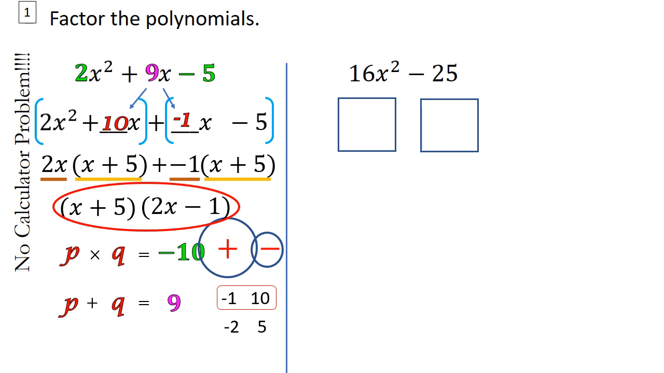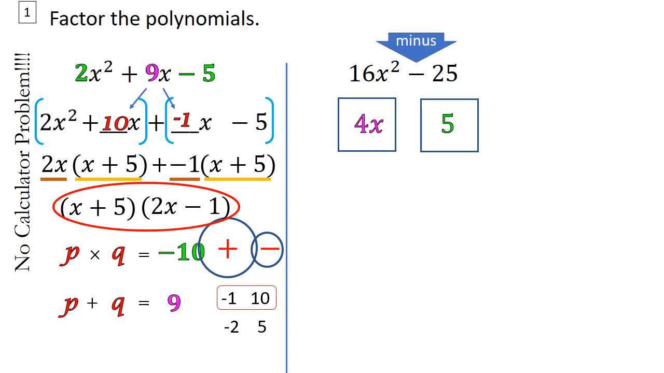What can I square to get 16x squared? Well, I square a 4 to get 16. I square an x to get x squared. So 4x is my first building block. It's where the 16x squared came from. What do I square to get 25? Or you could ask, what's the square root of 25? Same concept. The square root of 25 is 5. So those are my two perfect squares. That's why it's a difference of squares.